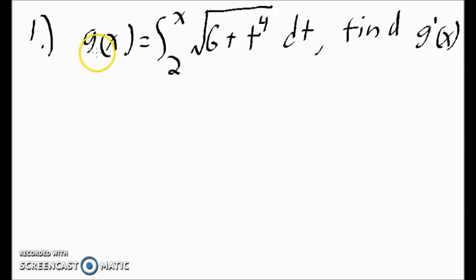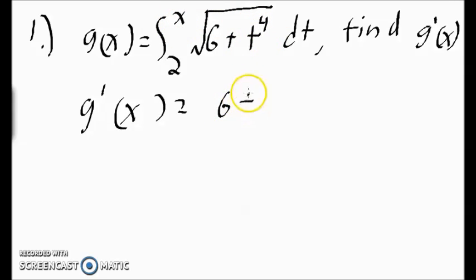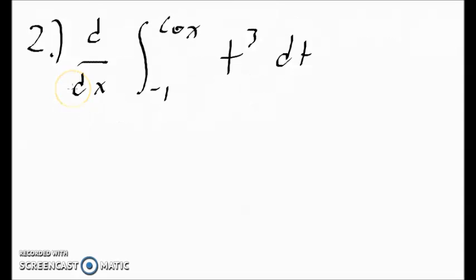The first problem we have here is g of x is equal to the integral from 2 to x of the square root of 6 plus t to the 4th dt, and it's asking us to find g prime of x. It's rather simple. You just plug in the x where the t's are, and we would find the derivative of x, but that's just 1, so it doesn't change this.